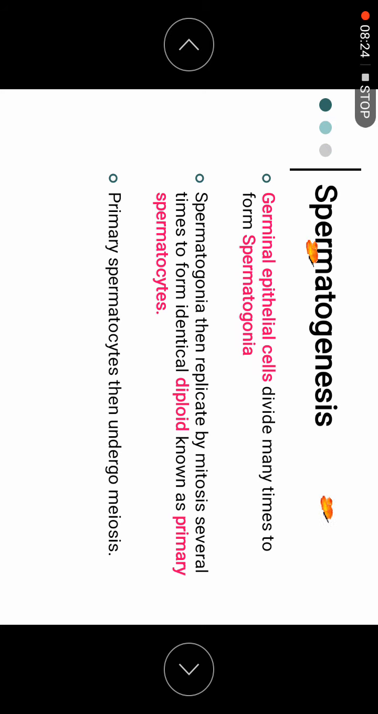So just read it. You see, it divides many times, and this means mitosis. It will replicate by mitosis several times, and then you have the primary spermatocyte. Once it becomes a primary spermatocyte, it starts to undergo meiosis. From meiosis 1 it produces a secondary spermatocyte. Then meiosis 2 produces spermatids, and then they differentiate to get your sperm. Then it will travel inside the tubule and reach the epididymis to be stored inside.